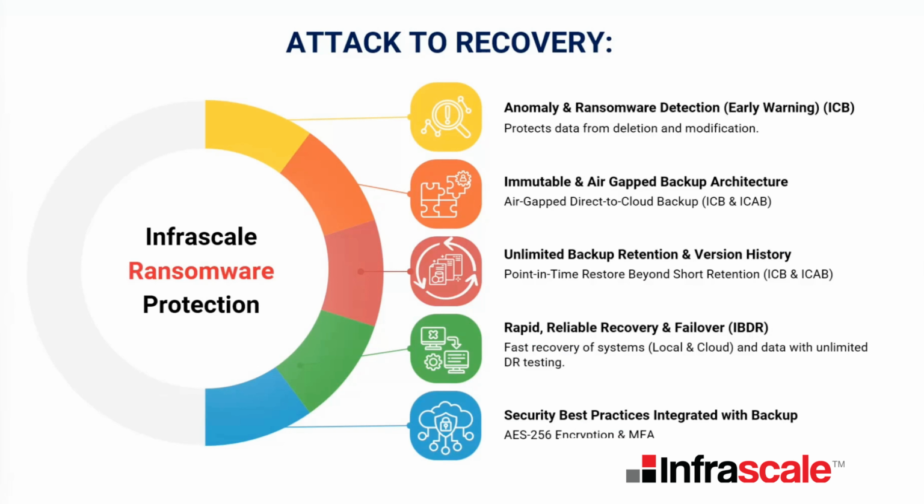The first layer is anomaly and ransomware detection. Our platform continuously monitors backup activity and can detect unusual behaviors such as abnormal file changes or encryption patterns. This provides an early warning, allowing teams to respond before the attack spreads further.